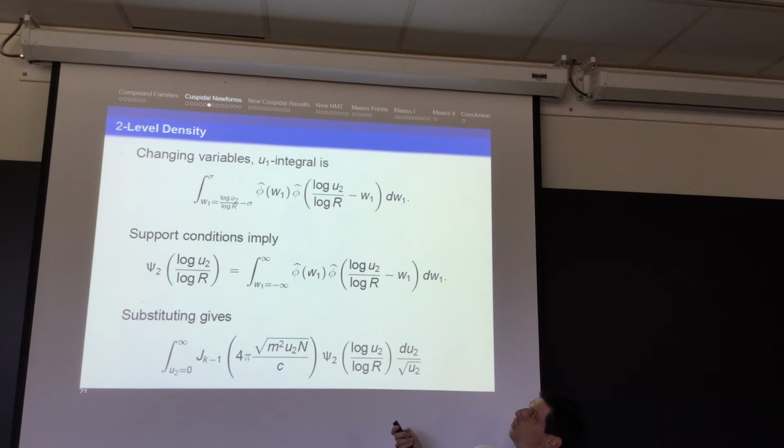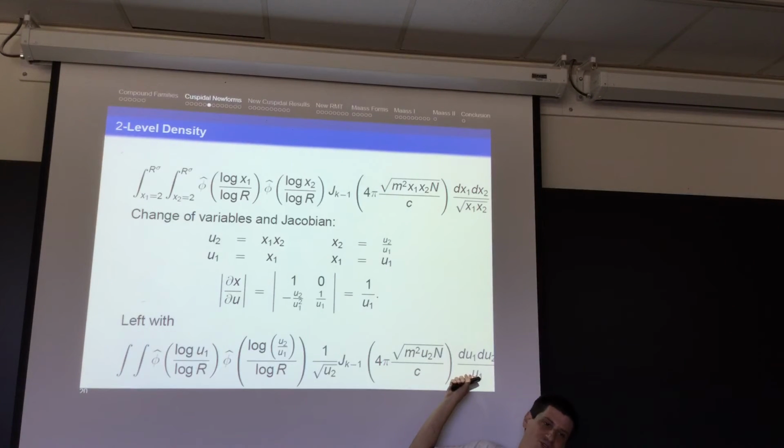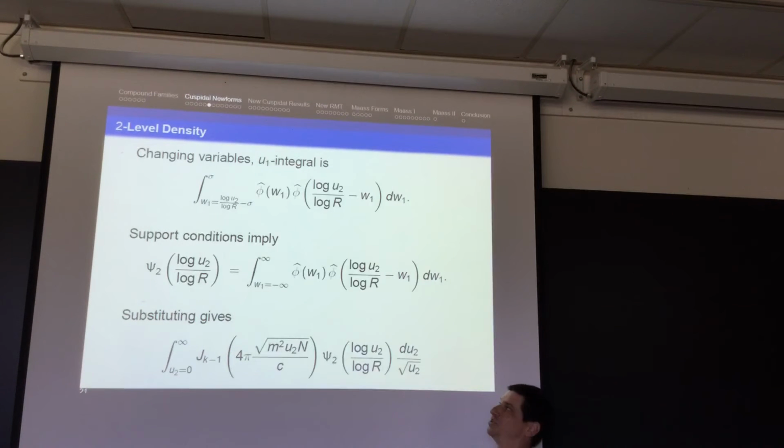So when you do the U1 part, and I do a change of variables, let's let W1 equal the log of U1. What's the derivative of log of U1? 1 over U1, that's the U1 down there. It goes away when you change variables. And now I get phi hat of W1, phi hat of log of U2 minus W1. This is just the convolution of 2 functions. So this is just a well-defined operation. You give me a function phi hat. This gives me a new function. It's a function just of log of U2 over log R. I'm just integrating out W1.